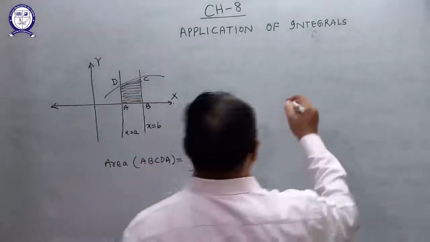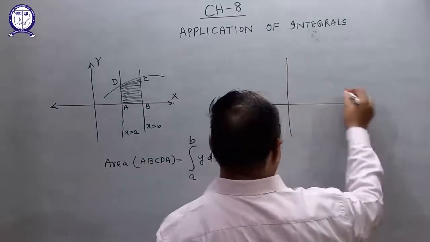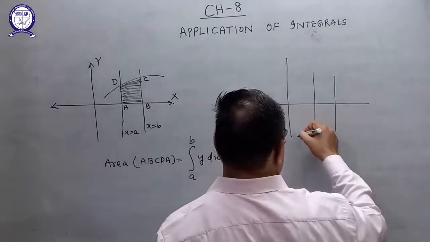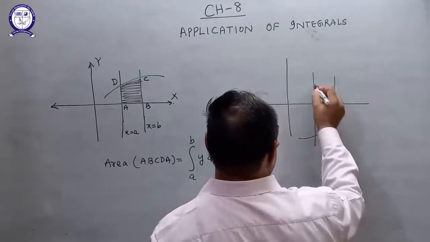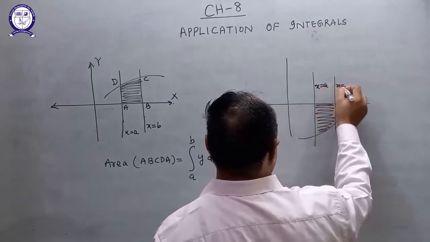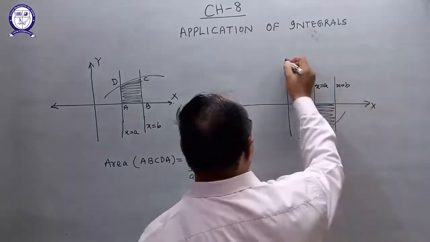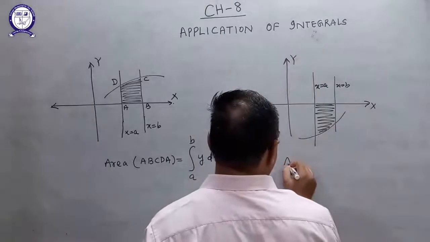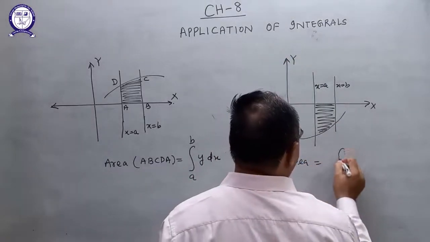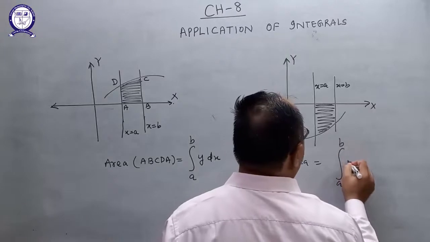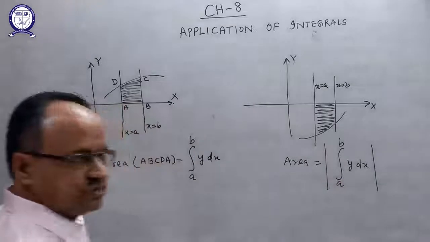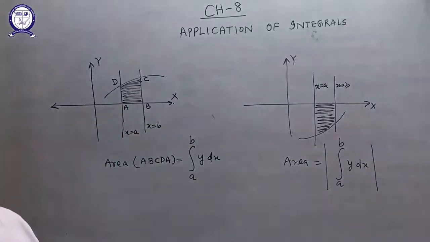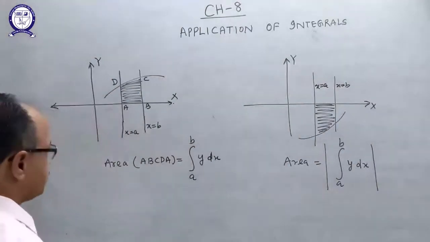And suppose this area is like this, below x-axis. Then the area you can write as integration a to b of mod y dx, because you know that area below x-axis is negative, but area can't be negative.